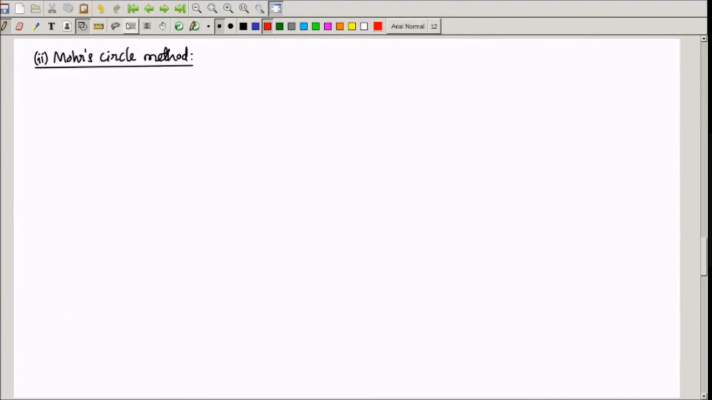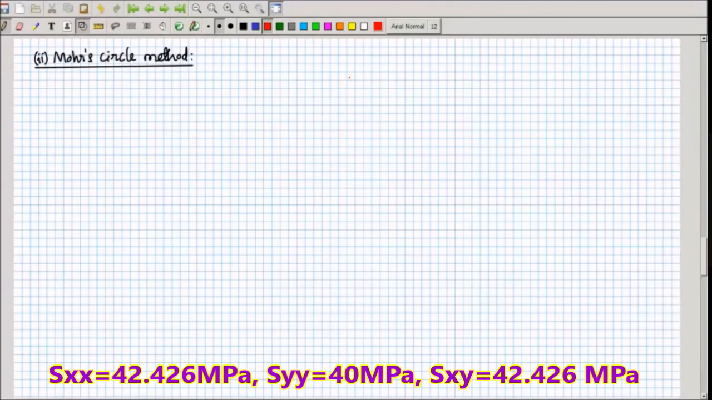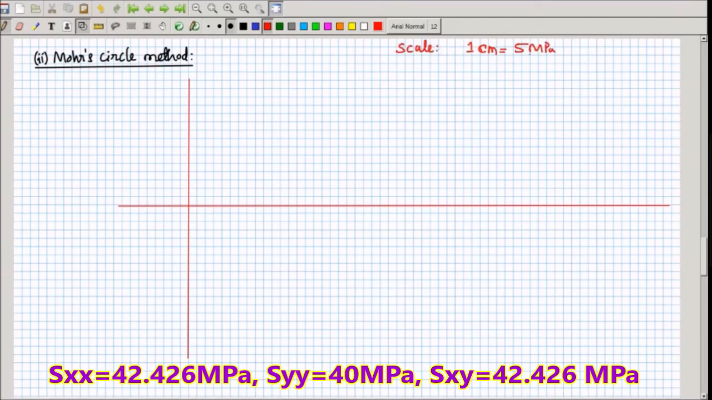I am using a graph sheet here. I know that sigma x is 42 MPa and sigma y is 40 MPa. Tau xy is 42 MPa. All are positive, so I can draw the y-axis somewhere here, and I will draw the x-axis somewhere here. First I have to look for the vertical faces. Now in this problem, vertical face has sigma x of 42.4 MPa. So I will use a scale of 1 centimeter is equal to 5 megapascal here. So 42 MPa is around 8 centimeter.